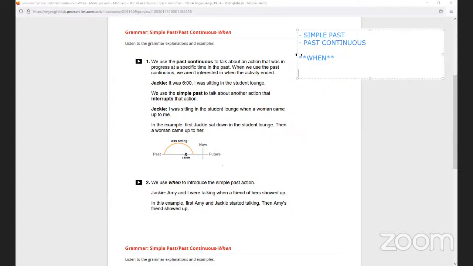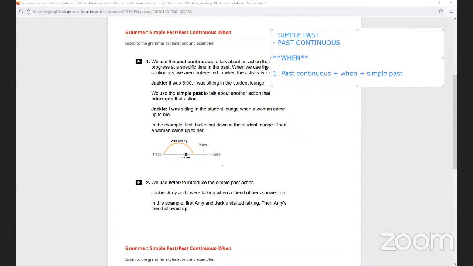But what is the structure that we have? If I want to use my connector in the middle of the statement, I will always start with past continuous. And after, my connector when. Finally, my simple past. For example, I can say, I was studying when you arrived. Okay, so this was my action in a progressive way. And this second action is the action that interrupted, okay? That interrupted this first action.